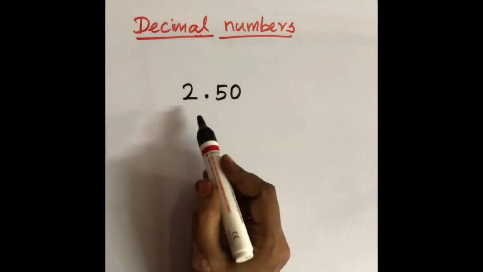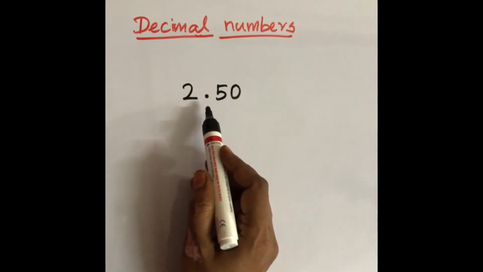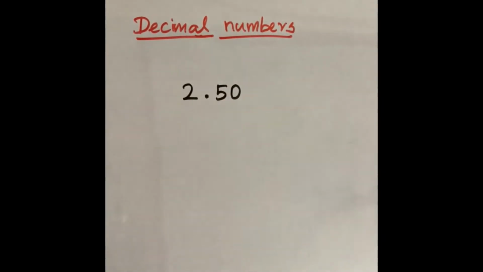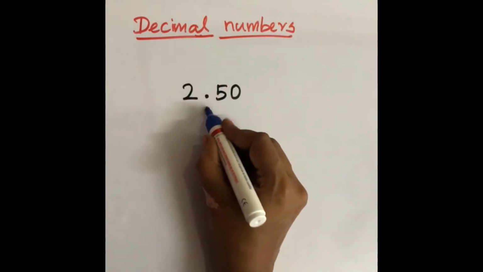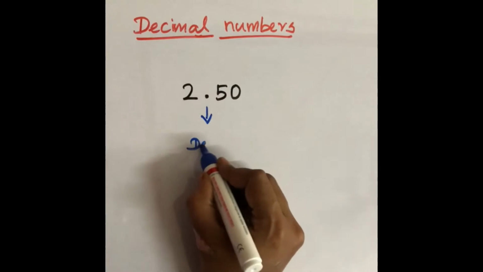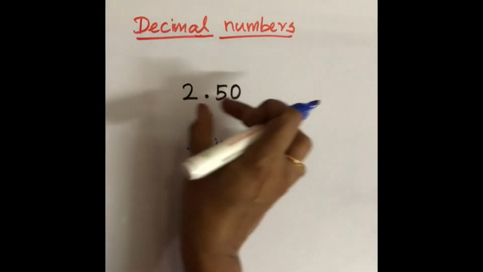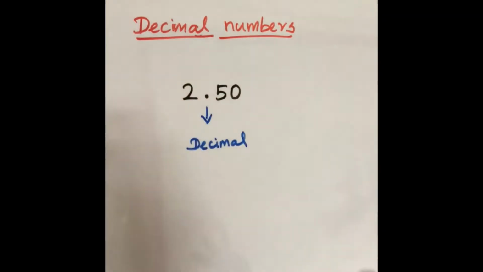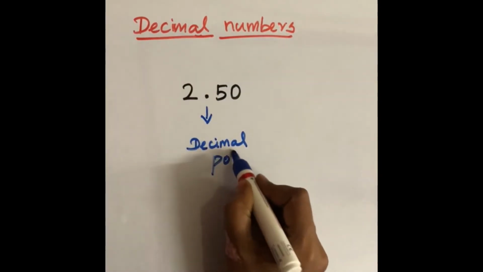Now, this number is also a type of number, and this number is known as a decimal number. This point, we call this point the decimal point, the point that separates the two parts of the number. This point separates this part and this part of the number, and this is known as the decimal point.